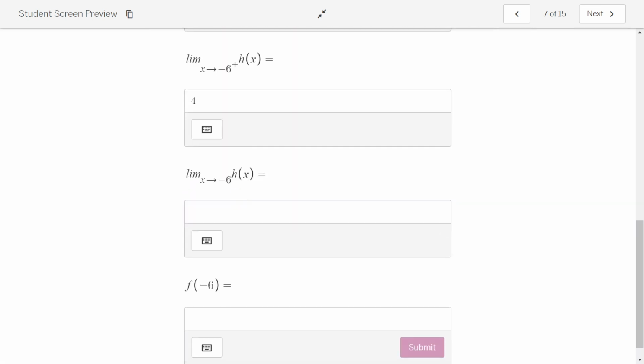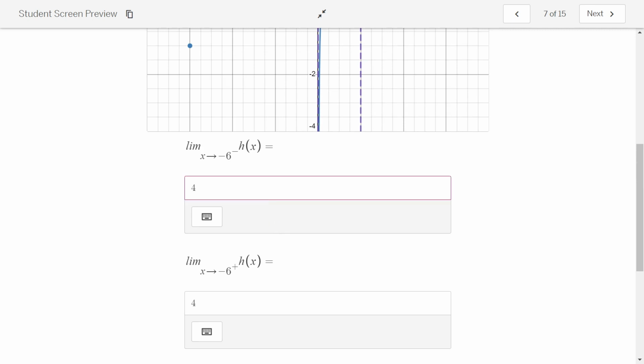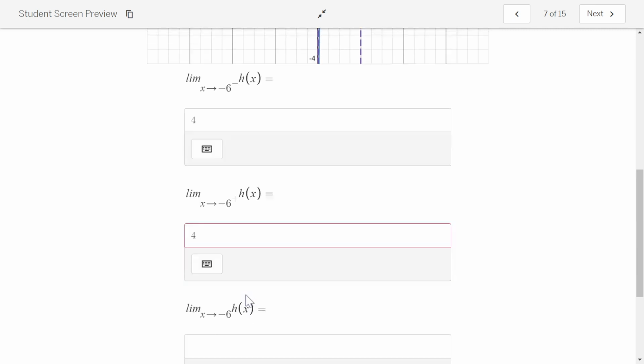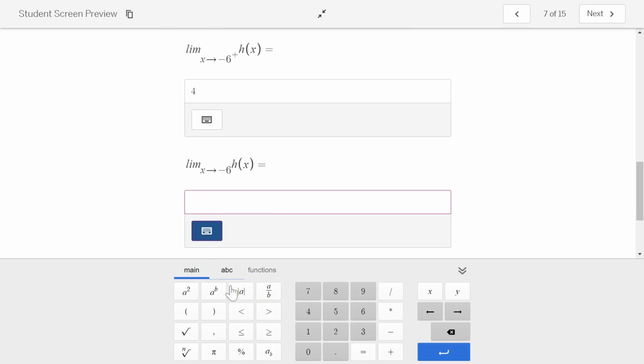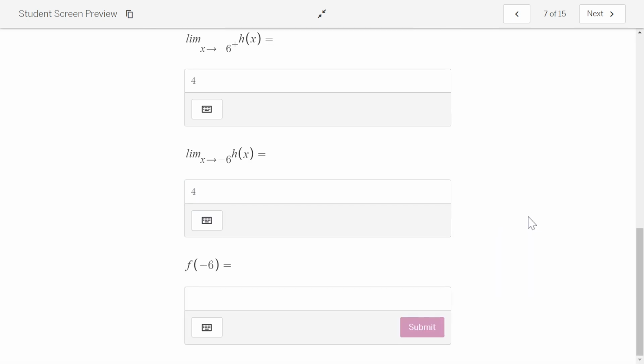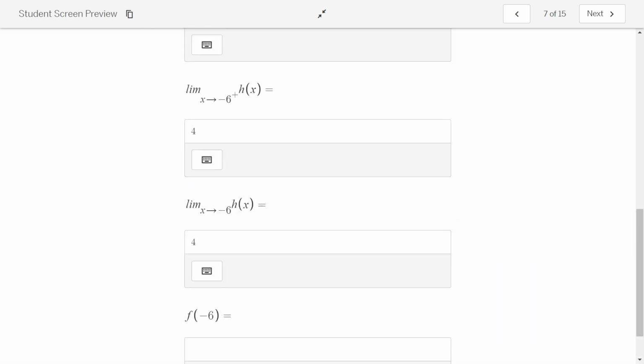All right, and then here's a two-sided limit, right? This one doesn't have a plus or minus superscript, so that means it's a two-sided limit. So basically, I evaluate from the left and the right. If they're the same, then that's my answer. If they're not the same, it's D and E, right? So in this case, they are both 4. So the two-sided limit is also 4.